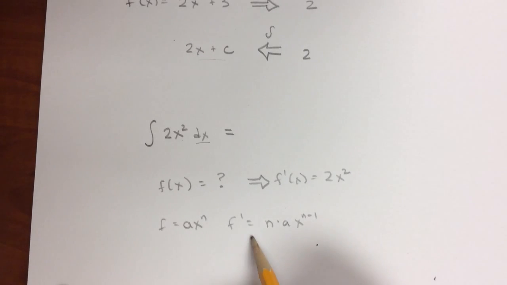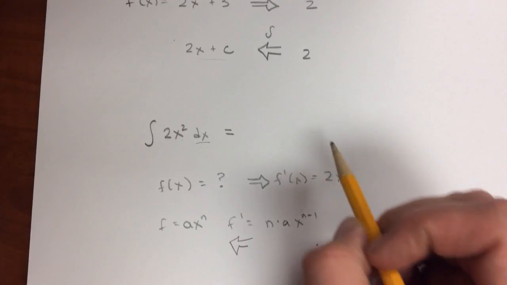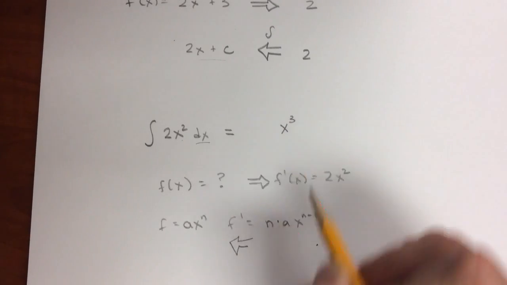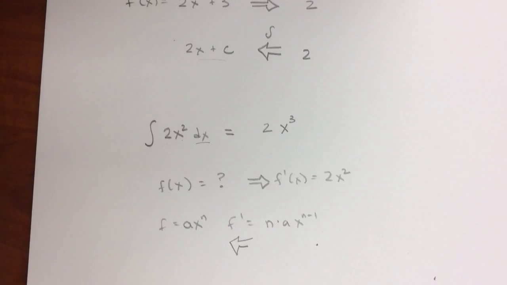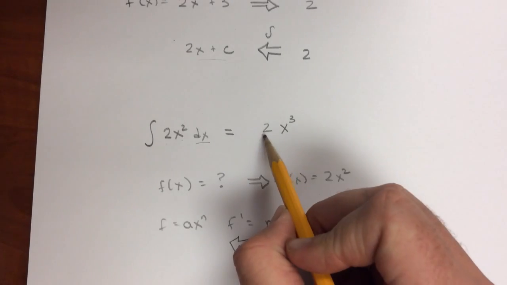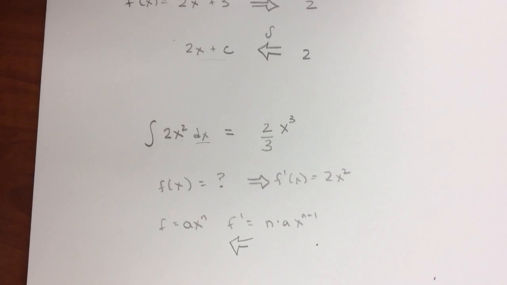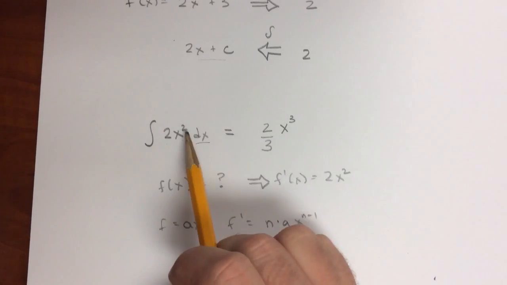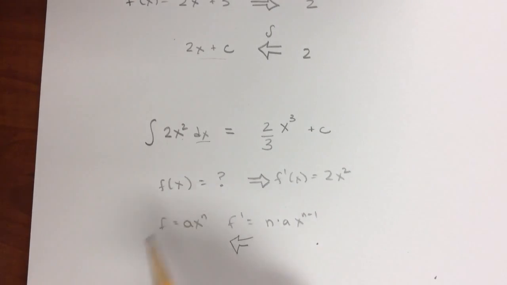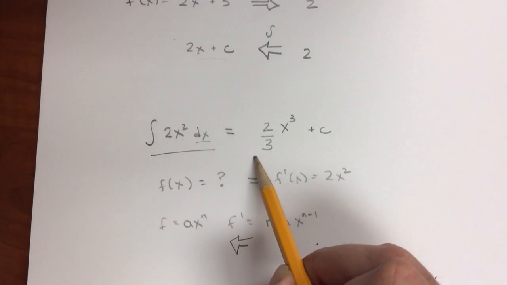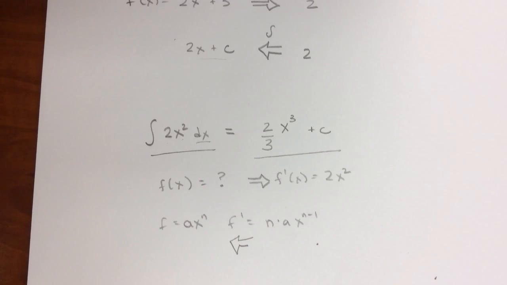So therefore, if we want to go the opposite direction, we need to add 1 to the exponent. So f of x here starts off with x cubed. Now a stays, so the constant stays. And now as we bring that 3 here, it needs to cancel out with something in the bottom to equal 2x squared. And now we add c. So the integral of 2x squared is 2/3 x cubed plus c.